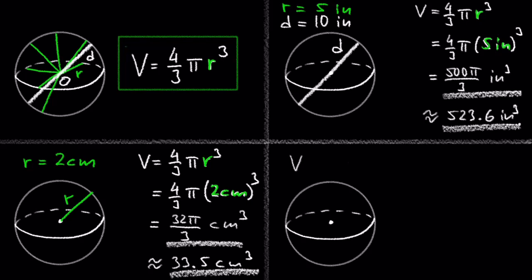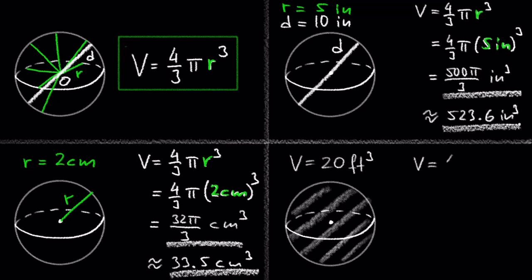Let's say the volume of a sphere is 20 cubic feet. How can we find the radius? After plugging in the volume, we have to isolate the radius. So after dividing by 4/3 and pi on both sides, we get 20 times 3 over 4 pi equals r cubed.